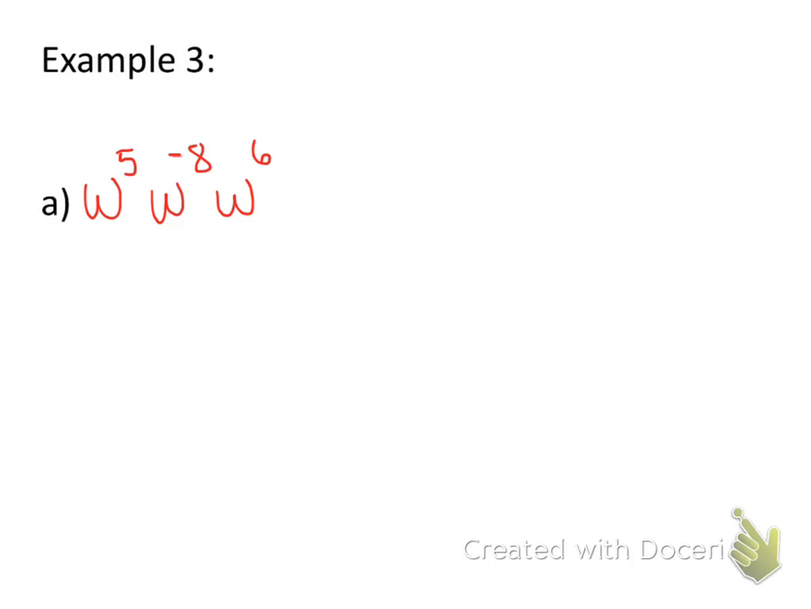Example 3. So the properties of exponents say if I'm multiplying the same base number together, being raised to the power, I could add those exponents. So when I add 5, -8, and 6, I get w to the third.